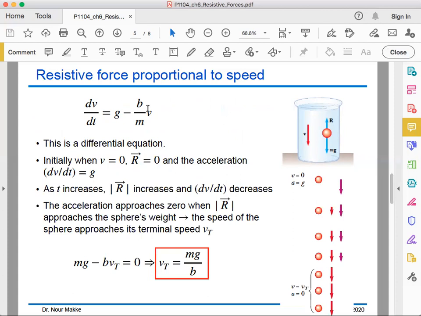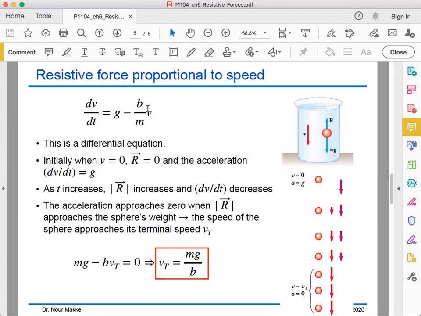Initially, when the ball was still at rest, v was equal to 0, R was also equal to 0, because the object was not moving, just at the initial moment we're talking about. It was not moving in the fluid, and so there is no resistive force that opposes its motion. In this case, the acceleration was just the gravity acceleration. But as time runs, and the small sphere is moving into this fluid, as long as it moves, R increases, the resistive force increases. And what happens is that the acceleration decreases.